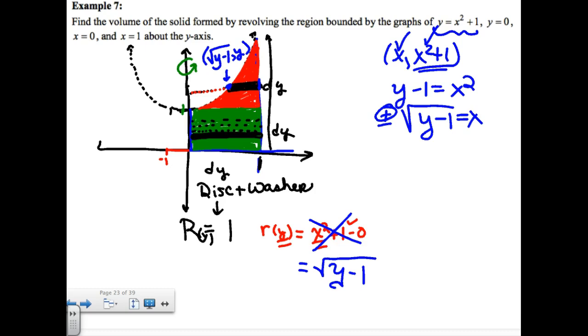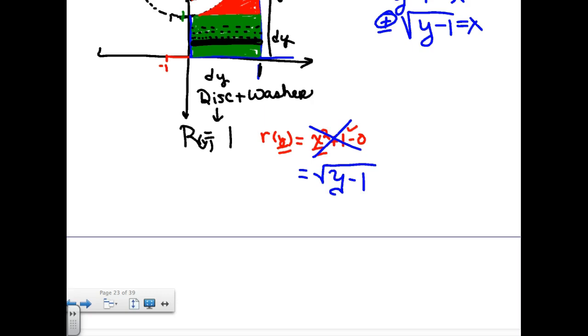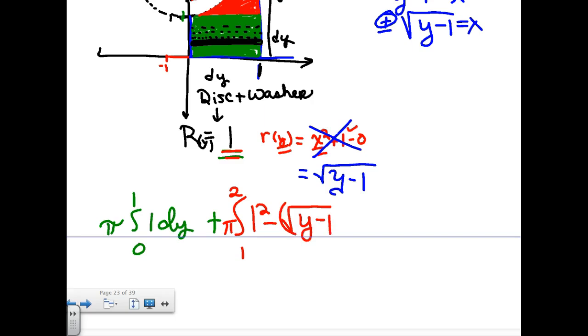So let's go set up our integral. So we've got disks. I'm going to scroll a little bit here. We're going to split that into the two pieces. That green part will be from 0 to 1. I have a disk, and the radius is consistently 1. Then, for the red part, from 1 on up to 2, I have washers. That requires, I forgot my pi, that requires big R, 1 squared, minus little r, y minus 1 quantity squared, with respect to y.